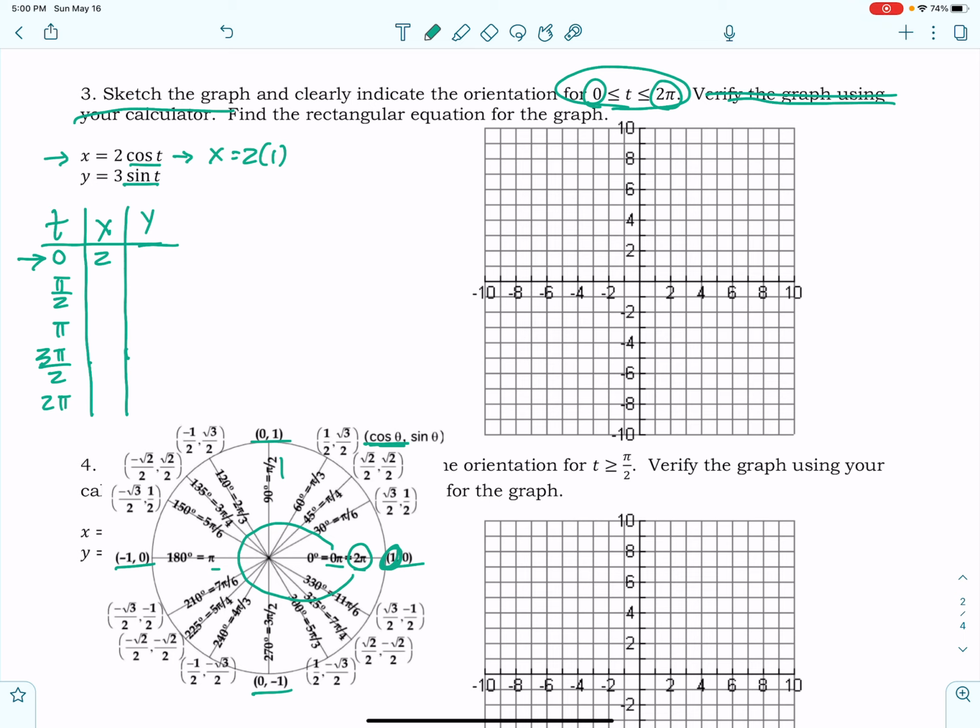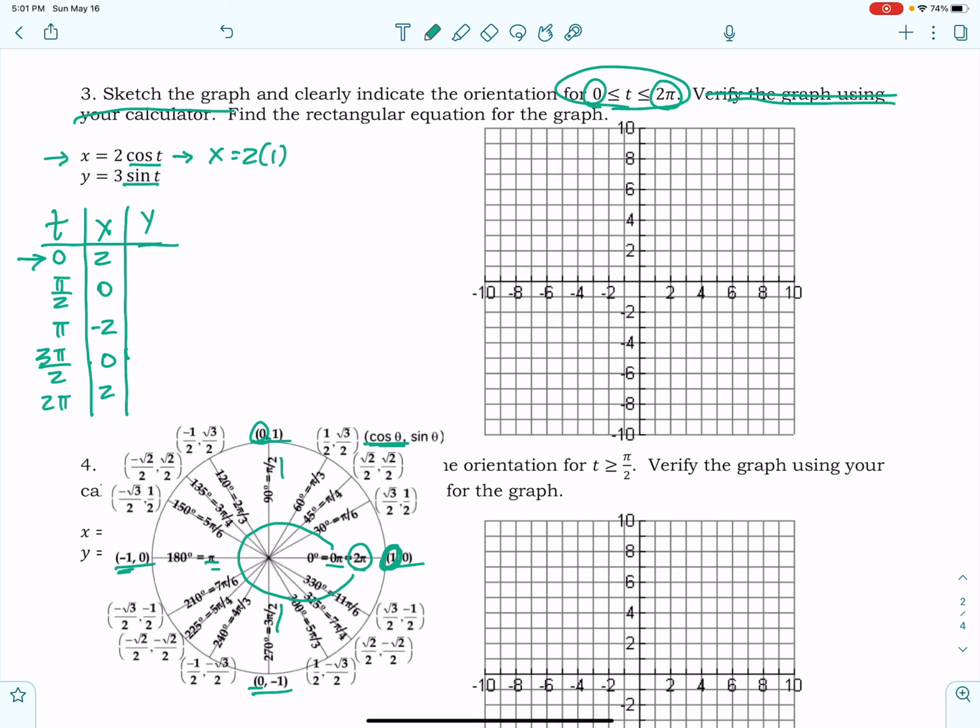This is easy. Now at pi over 2, I'm going to do the same thing. At pi over 2, cosine is 0, so 2 times 0 gives me 0. At pi, cosine is -1, so 2 times -1 is -2. At 3 pi over 2, cosine is 0, so 2 times 0 is 0 again. And at 2 pi, cosine is 1, so 1 times 2 is 2. So that's how we get our x values.